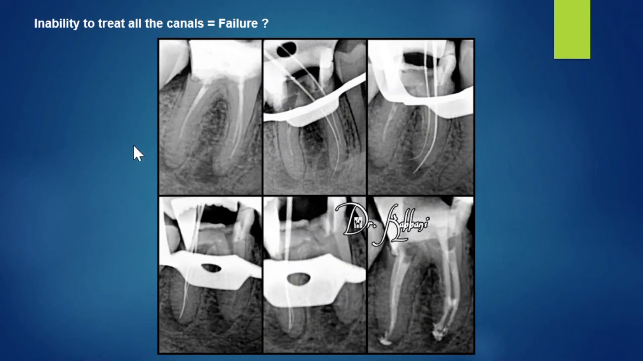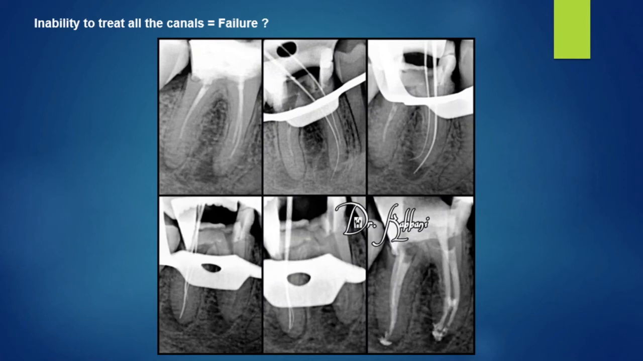Alright, now the question is, does the inability to treat all the canals mean failure for sure? Well, most of the time, yes, because the bacteria residing in these canals lead most of the time to the persistence of the symptoms. So apical periodontitis may still persist as asymptomatic radiolucencies because of the complexity of the root canal system. This is due to the presence of accessory canals, ramifications, anastomoses, where residual infection can persist.